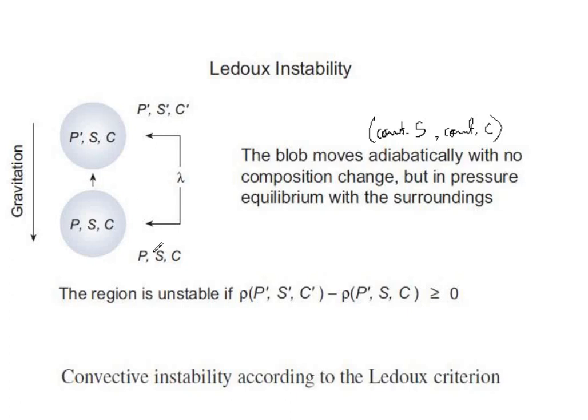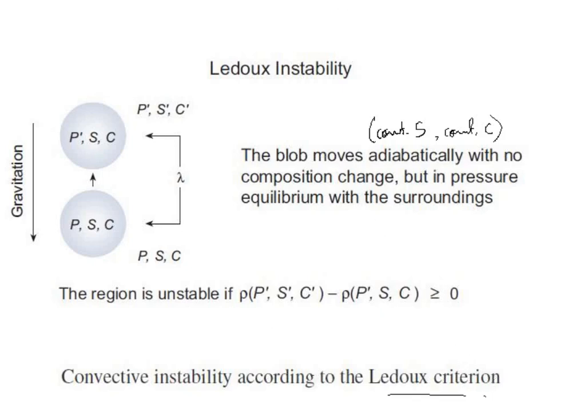So similar to the previous case, you can say that the region is unstable if the blob moves up, and that will happen if the density inside is lower than the density outside. That means if the density here, you see rho prime at S, C, this inside is lower than the outside, and this is the outside density. So this is the convective instability according to the Ledoux criterion.